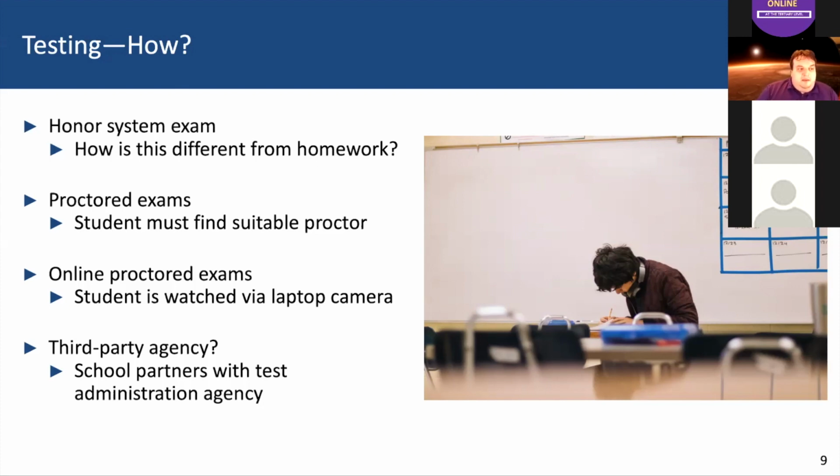And then if the school partners with that agency, they need to partner with one that provides services to the entire breadth of students they have. So there are issues with that, and if we want to adopt that sort of third-party agency for testing, doing that can be at best difficult.